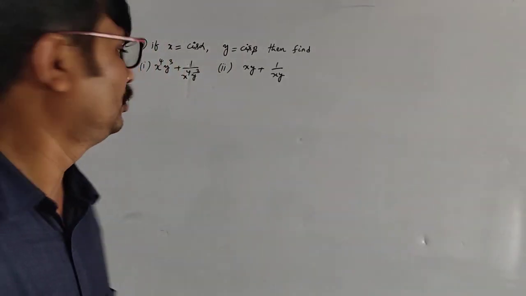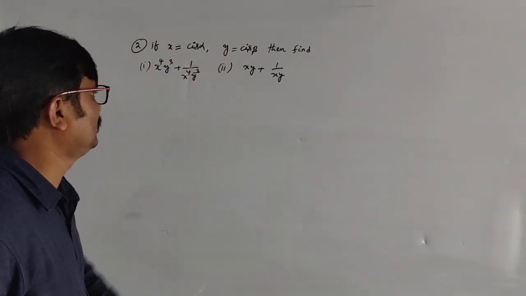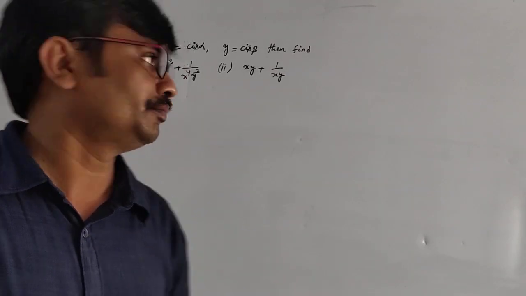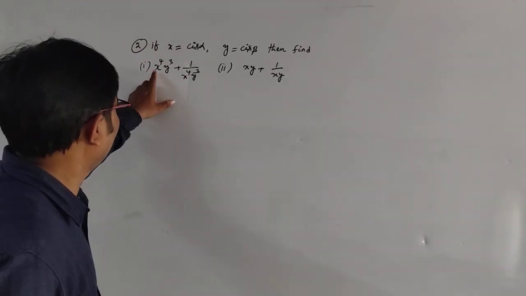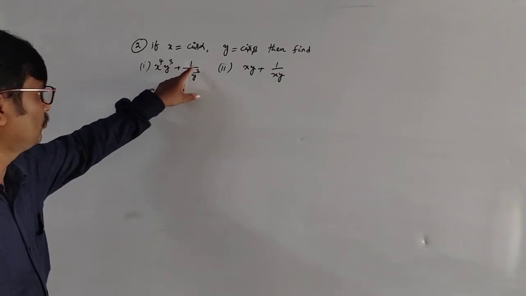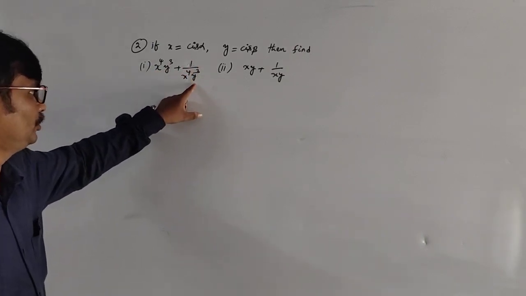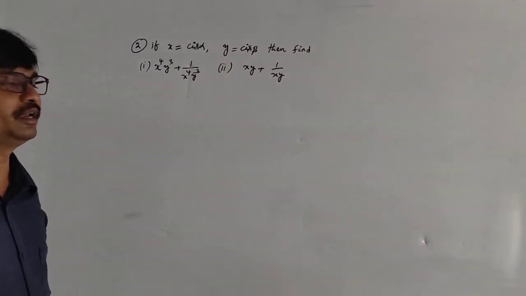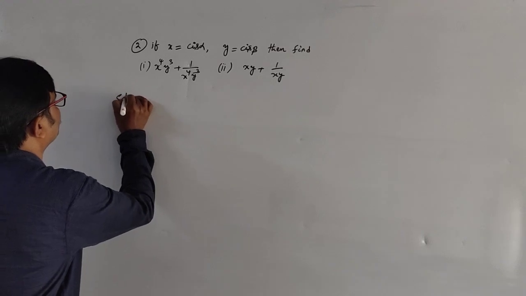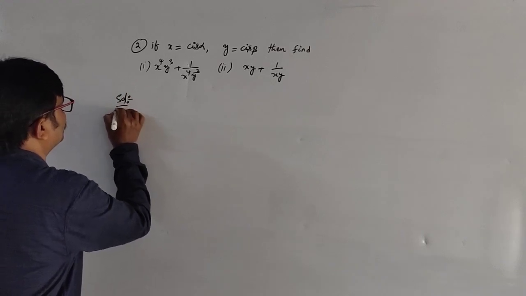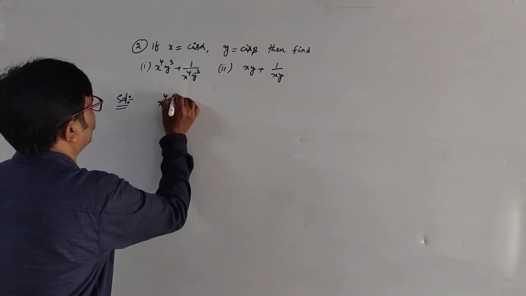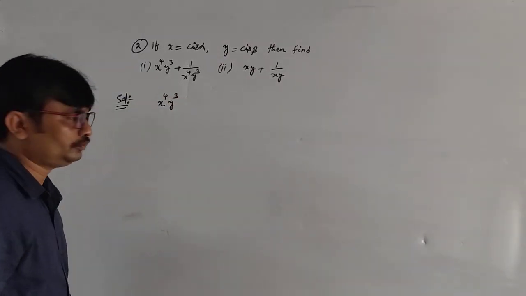Right now, if x equals cis alpha and y equals cis beta, then find the value of x power 4 y cube plus 1 by x power 4 y cube, and xy plus 1 by xy. So students, x power 4 y cube.